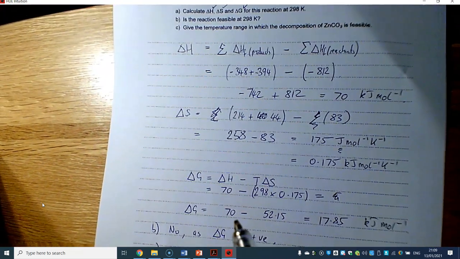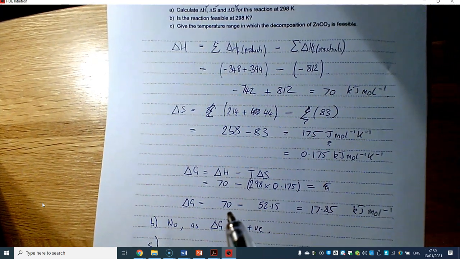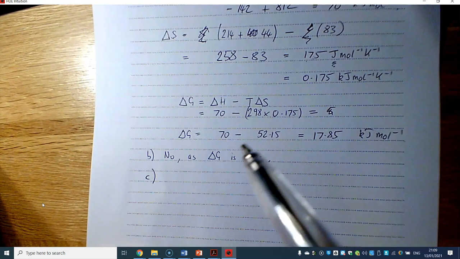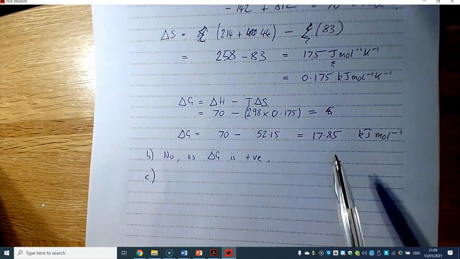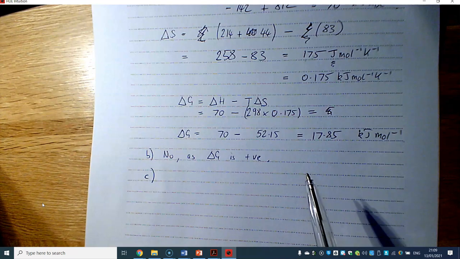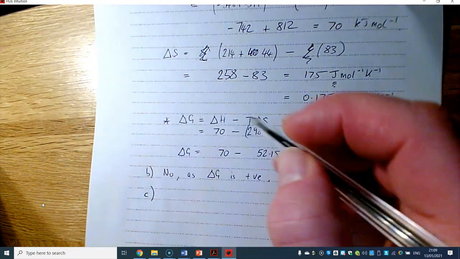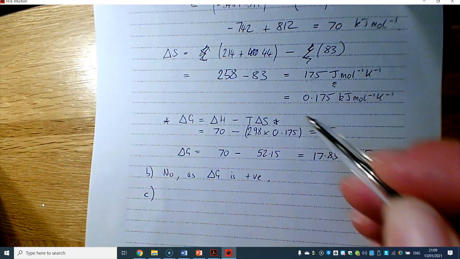So you've got this, hopefully you've printed this out so you can see it, but give the temperature range in which the decomposition of zinc carbonate is feasible. It's not feasible at 298 K, so at what temperature is it feasible? Now the way to solve this puzzle is we use this equation that we've been using and we're going to become familiar with.